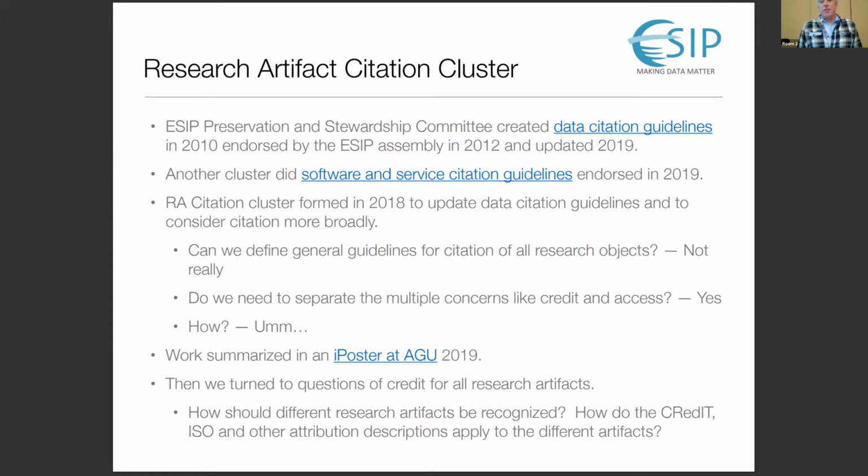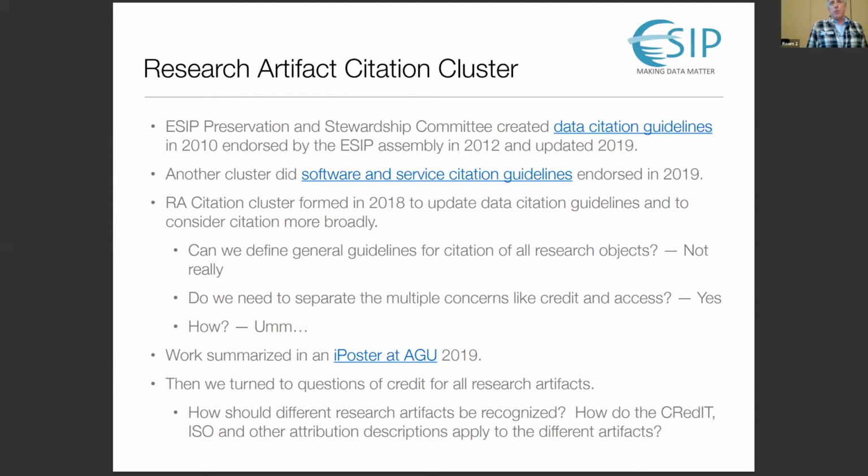Then we asked, do we need to separate the multiple concerns that are embedded in citation, particularly credit and access? Those are two very different concerns. We concluded, yes, we do. And then how do we do that? Well, that's what we're trying to figure out. We summarized the work to that date in an iPoster at AGU, if you're curious.